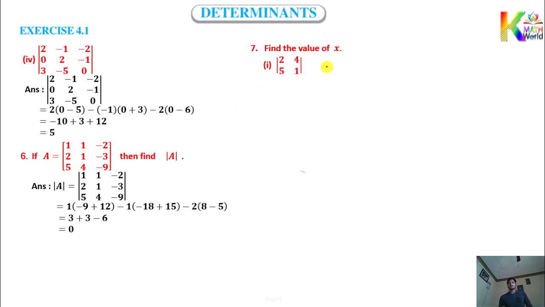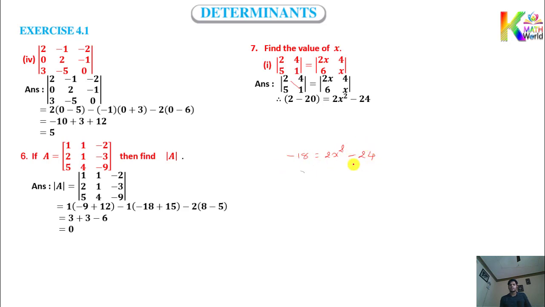Find the value of x. Two determinants are equal, given. So you can easily calculate. This is your question. Firstly the product of these two, 2 1s are 2, then 5 4s are 20. So 2 minus 20. On this side, 6 into x, that will become 2x square, and 6 4s are 24. That thing you can see here. 2 minus 20, that will become how much? -18. That is equal to 2x square minus 24.